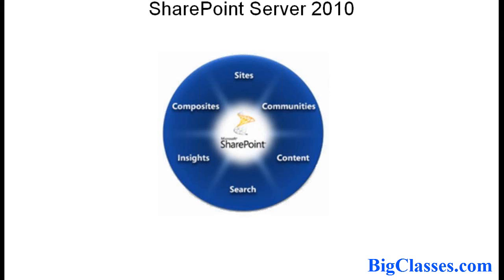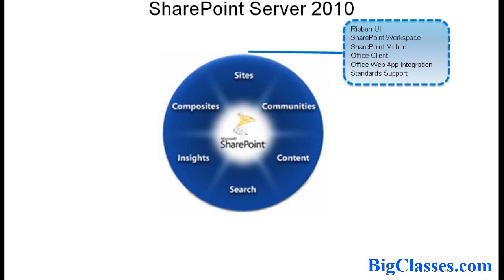So every feature that is already boxed into this SharePoint product falls into one of these categories. Features are split into different categories: sites, communities, content, search, insights, and composites. So sites, what does it cover? What functionalities does it actually give?